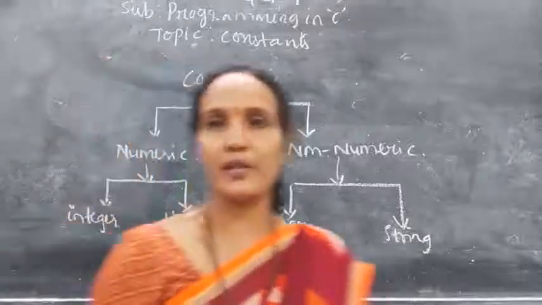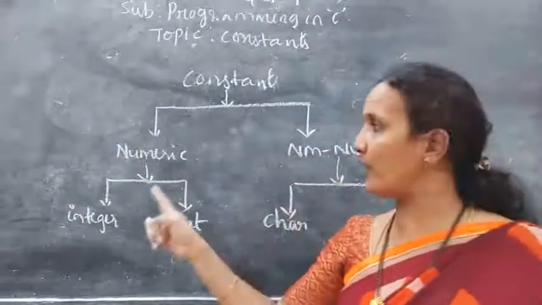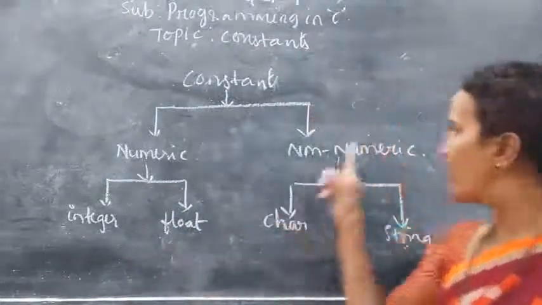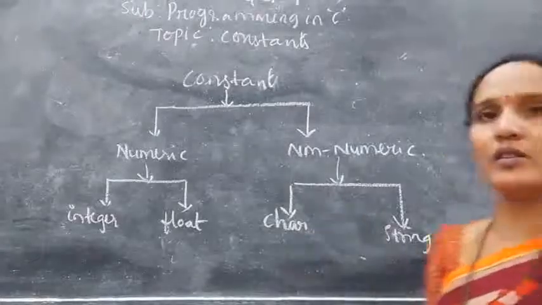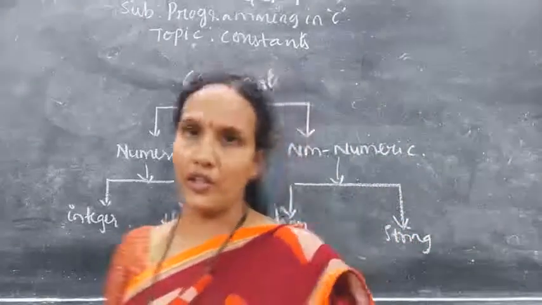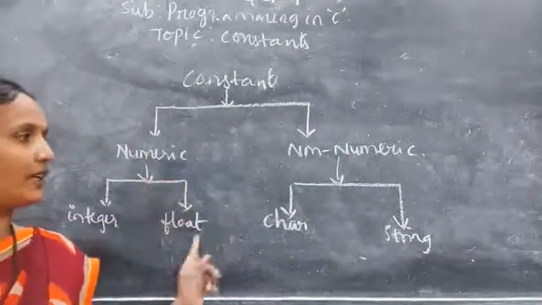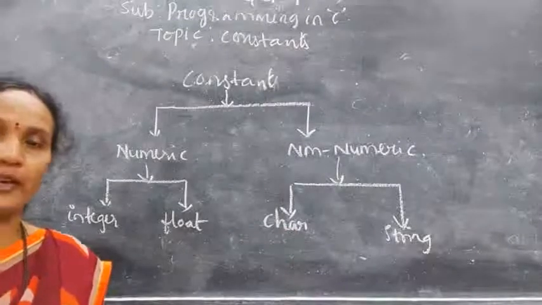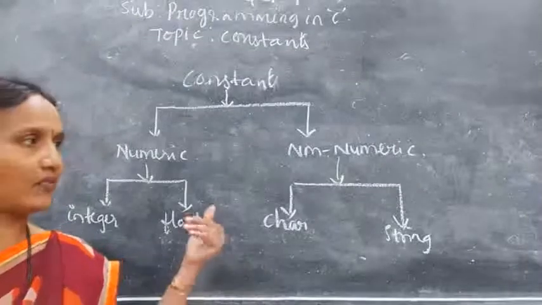Constants are of two types, numeric and non-numeric. Numeric is divided into two categories: integer and float. Non-numeric is divided into two categories: character and string. String is nothing but a collection of characters. Take a screenshot of this. Now I will explain each and every category of constant. Only constants I am explaining here, but how to declare them we will discuss later, after this.